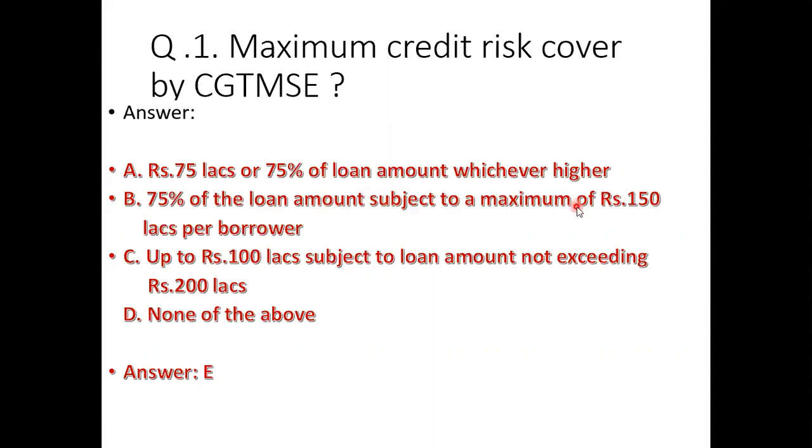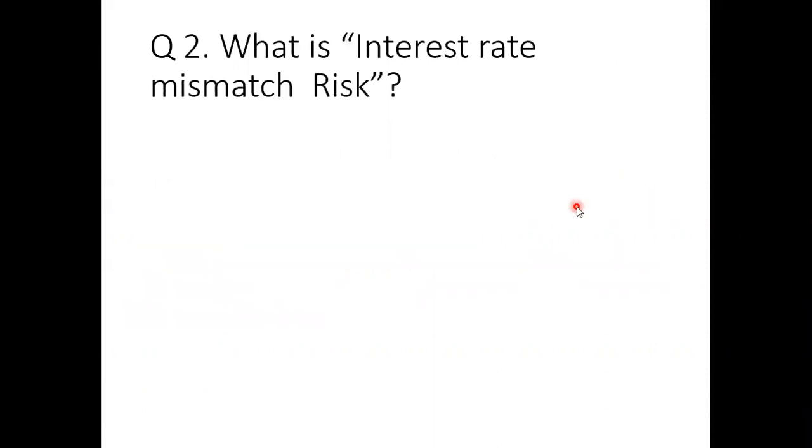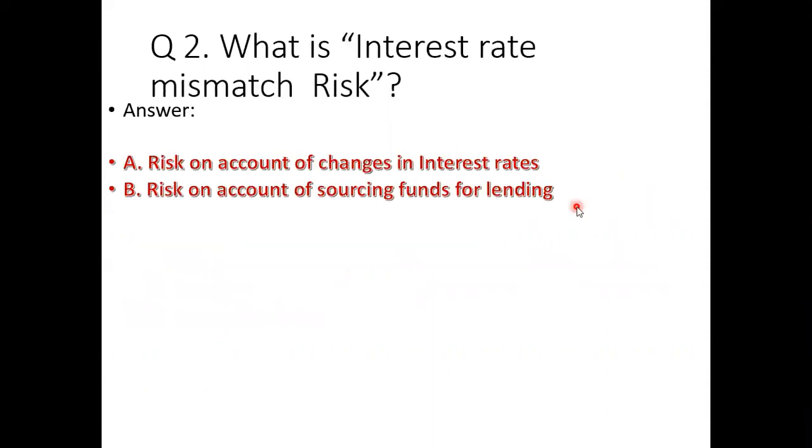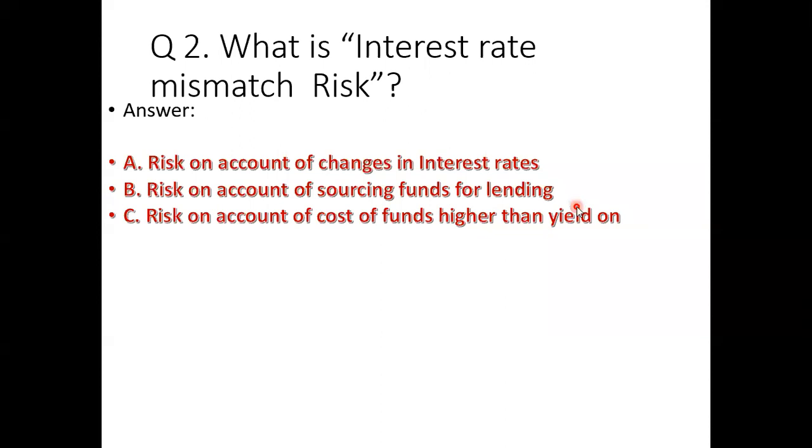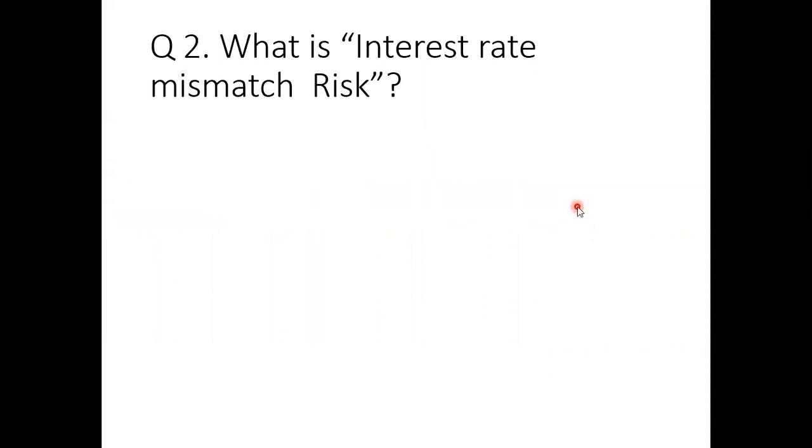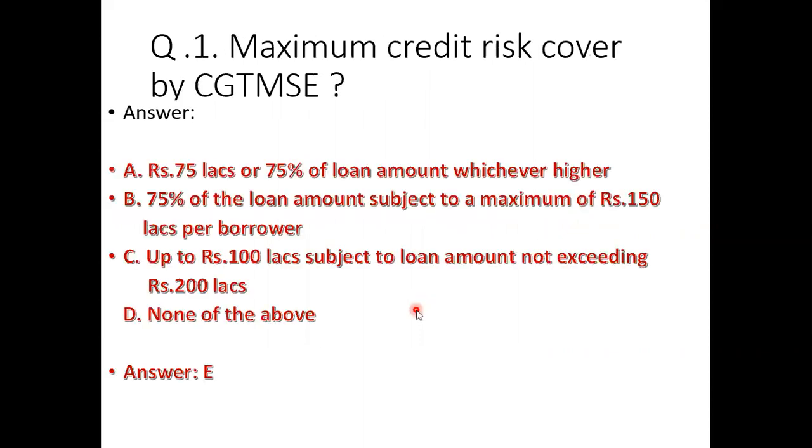Okay, now question number 2 quickly. Interest rate mismatch risk means liabilities fixed, assets floating. In the previous question, your answer is E. Oh, sorry, I have corrected, but it is not corrected. The answer is B. Right now I will correct. Otherwise, it will be B. By mistake, a typing error.